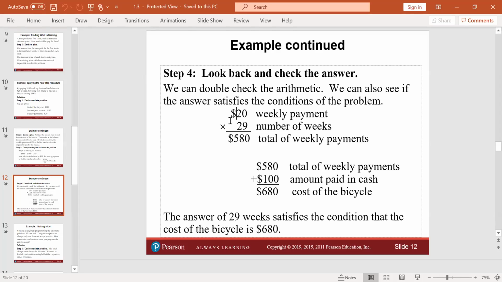So tell yourself, well, I'm paying $20 a week for 29 weeks. That's what I determined. That's $580 total dollars. Plus I'm paying the $100 up front. That brings me to $680, which indeed was the cost of the bicycle. So we're good. We're golden.